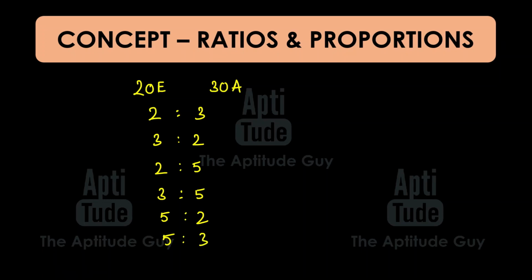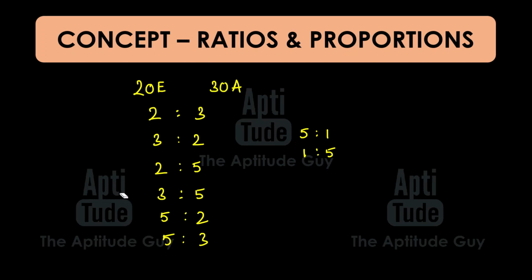Now you may think we are done, but we are still not. What if they ask you the ratio between the sum and the difference between the two numbers? The sum is 50 and the difference is 10. So the answer that time would be 5 is to 1. And what if they ask you the ratio between the difference and the sum? Then the ratio would be 1 is to 5. So you see, with just two numbers, how many ratios could we get? 1, 2, 3, 4, 5, 6, 7, 8. We could get 8 different ratios with just two numbers.